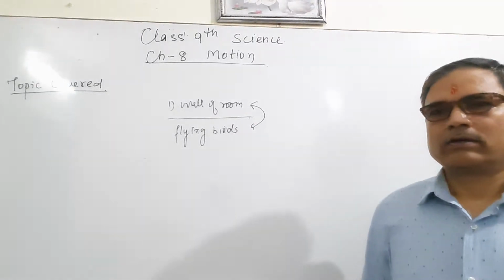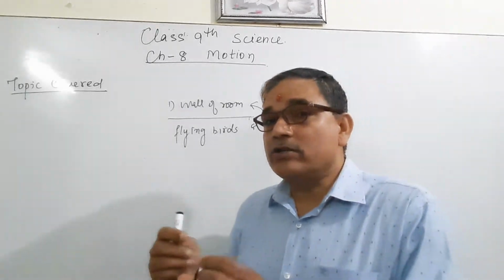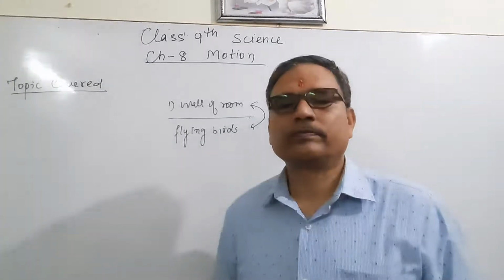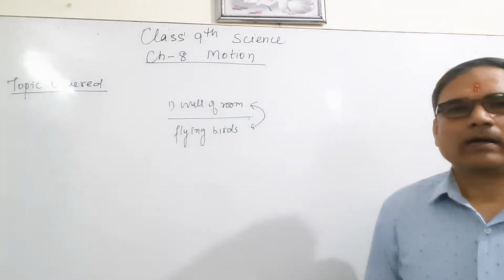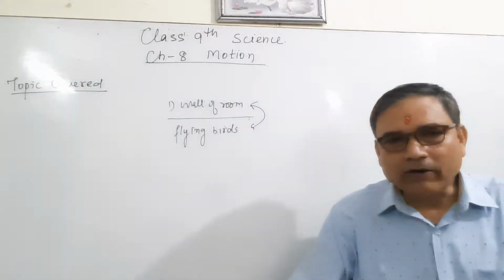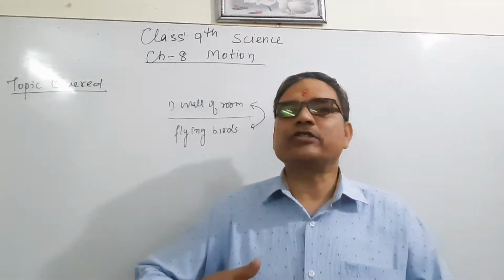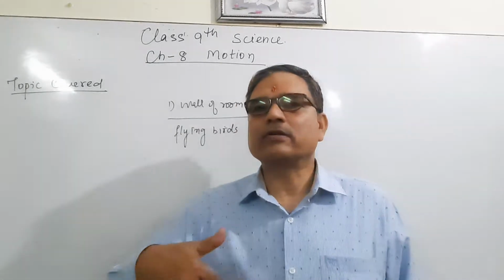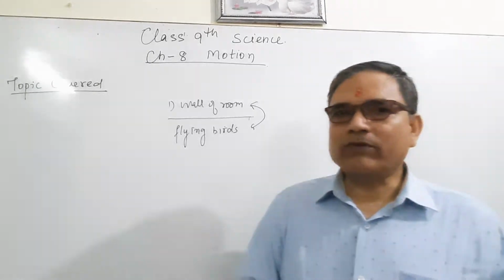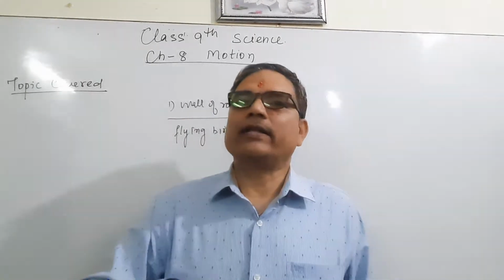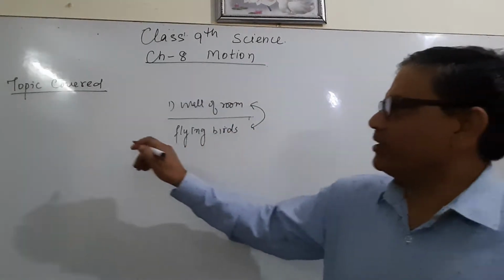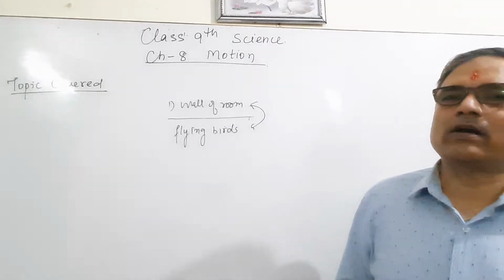Why? Because it does not change its position. Whereas the birds are flying, the fish are swimming, and the blood flows inside our vessels, arteries or veins. Flow means they are also in motion. It means the objects surrounding us are either in rest or in motion. Then what is rest and what is motion? This topic we will cover today.